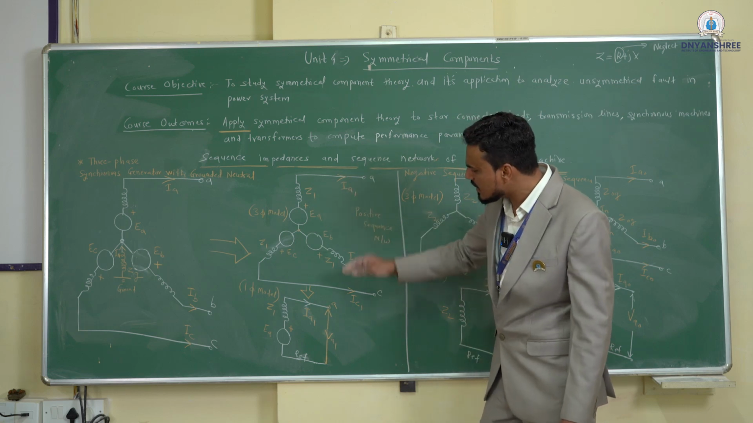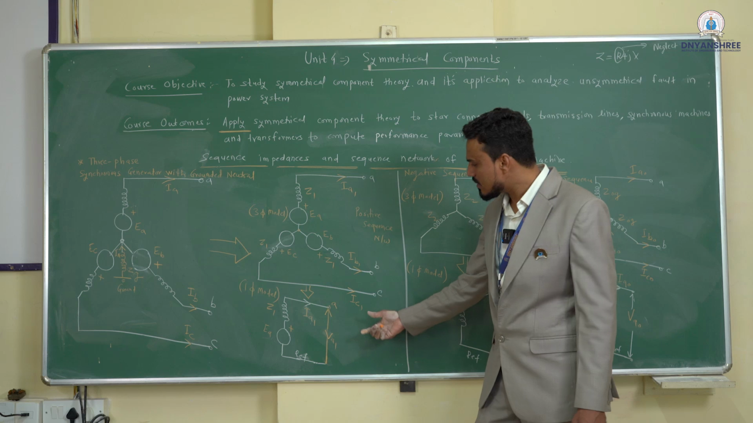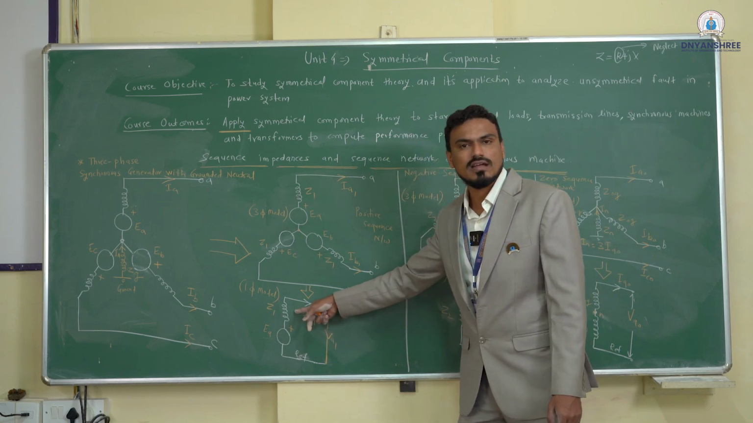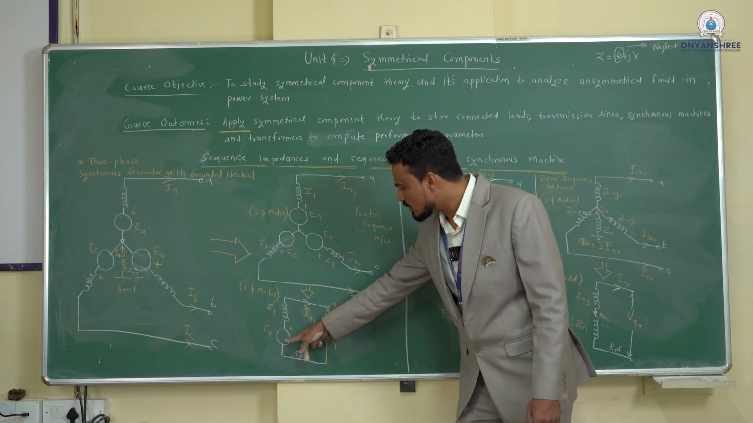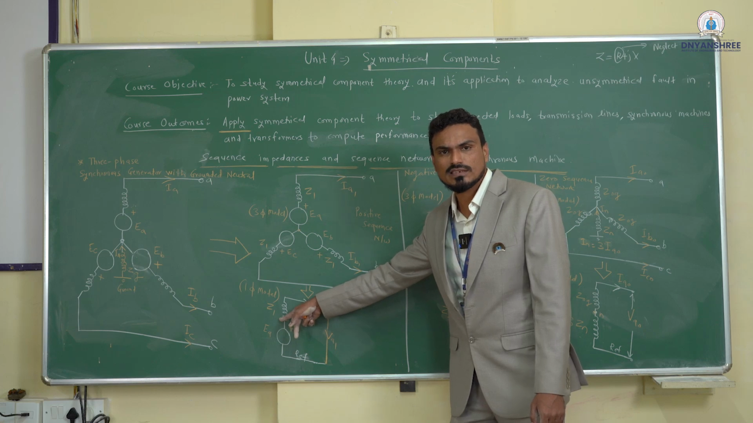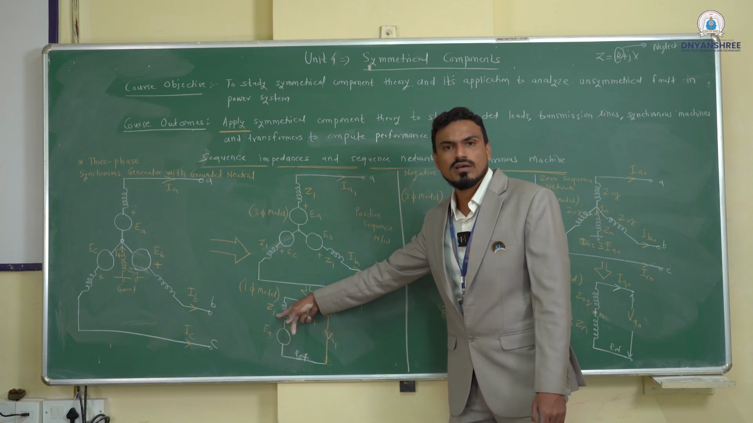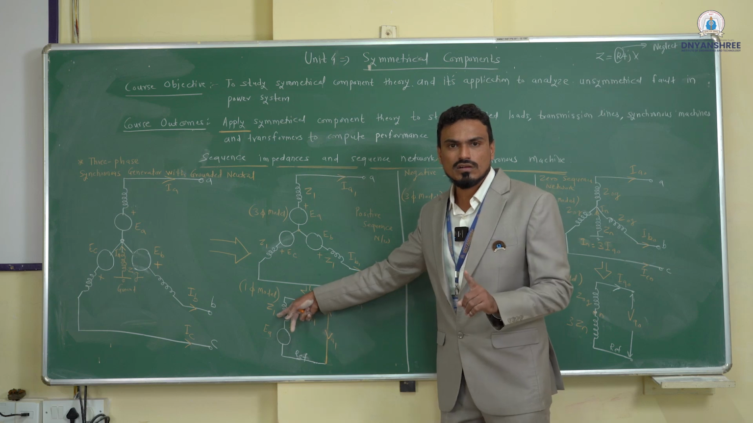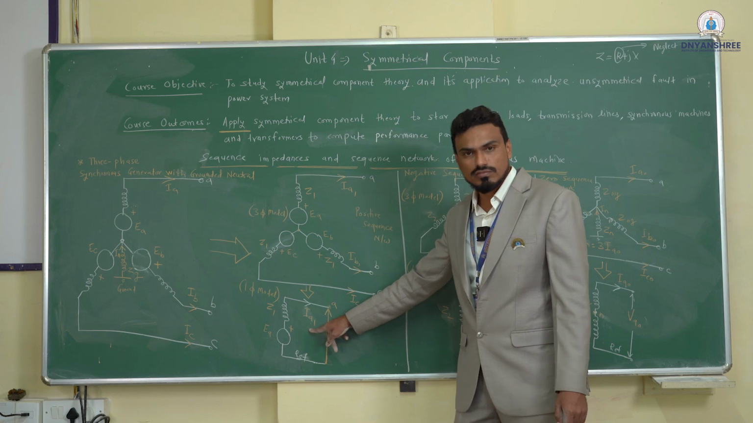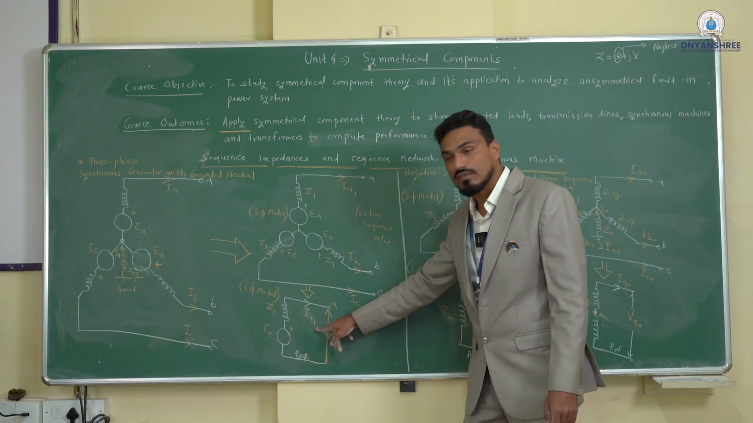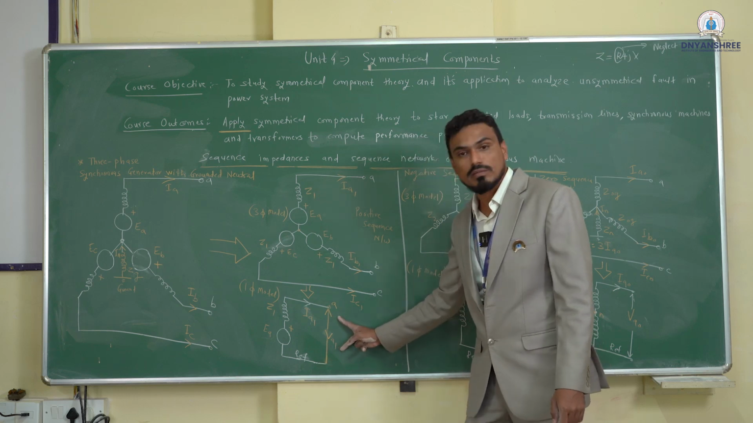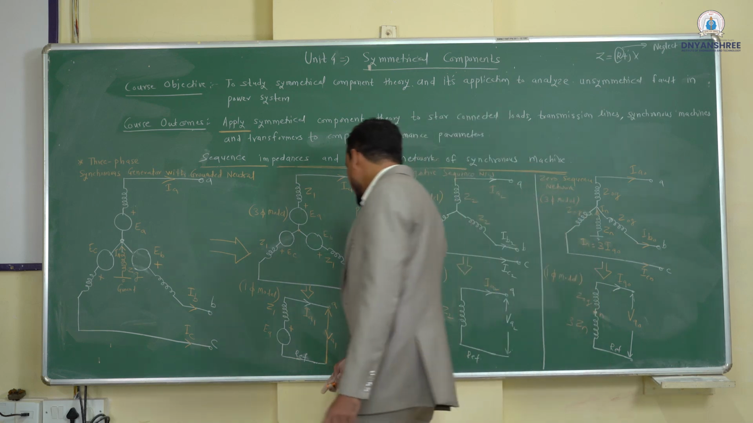If we represent its single-phase model, how does it look? The single-phase model looks like this: the voltage source EA in series with its respective impedance, that is Z1. As we know, 1 represents positive sequence, so here it is a positive sequence impedance, and we have also shown the positive sequence current. And this particular voltage we need to determine, that is VA1. So how can the equation be written?